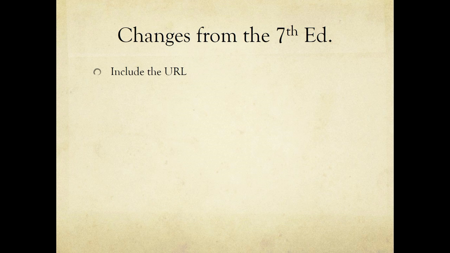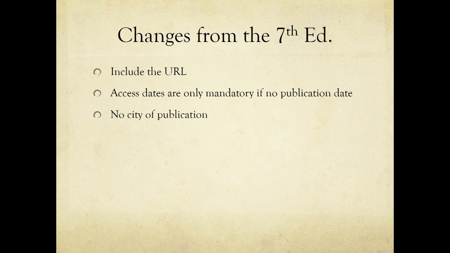Secondly, you only have to include the access date for an online source if you don't have the publication date. So for things like newspaper articles or journal articles that have the date, you can still provide the access date, but it's not required. Third, with publisher information, it is no longer necessary to cite the city of the publisher unless the work is dated before 1900, simply because in the modern media environment, it's not really necessary.